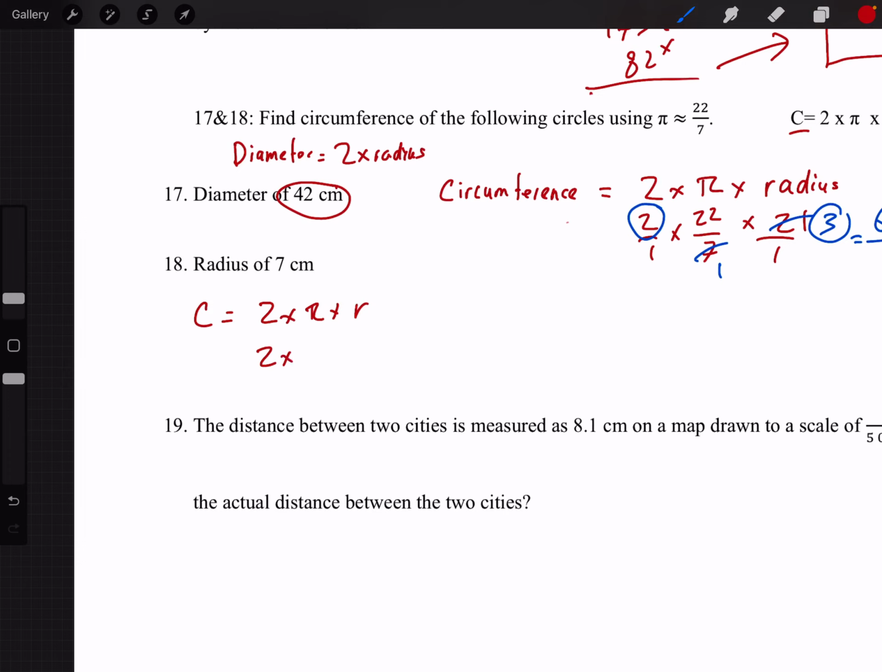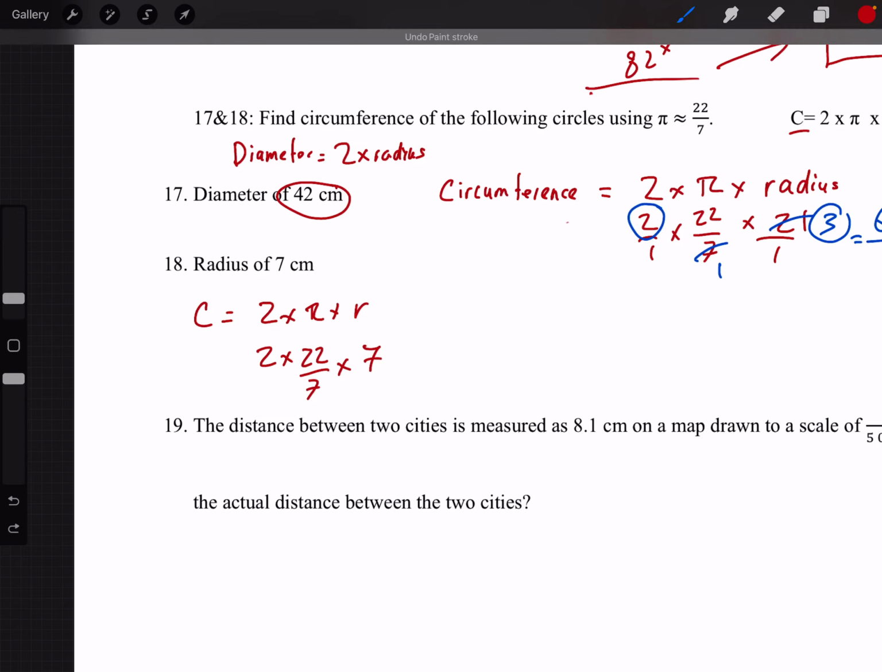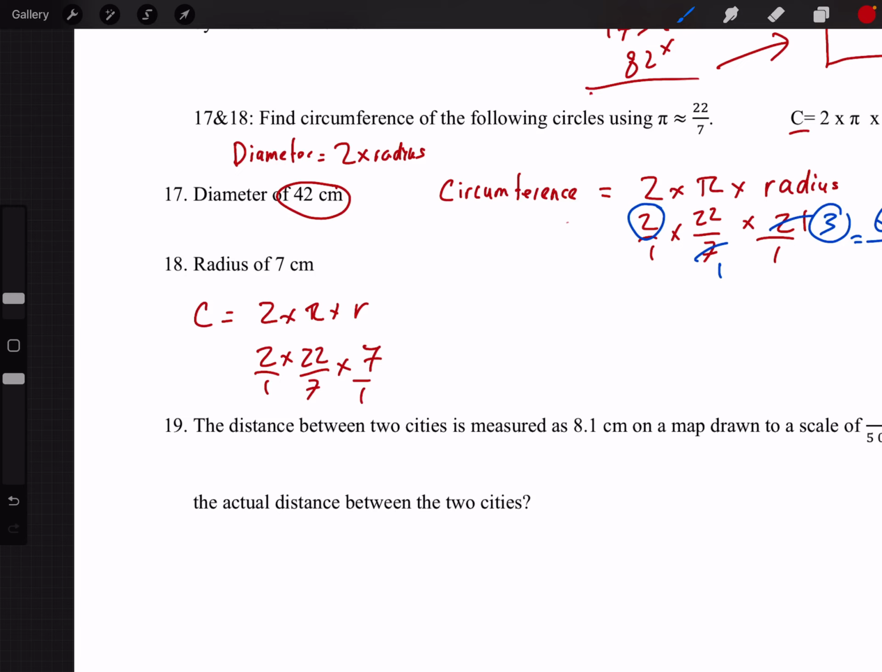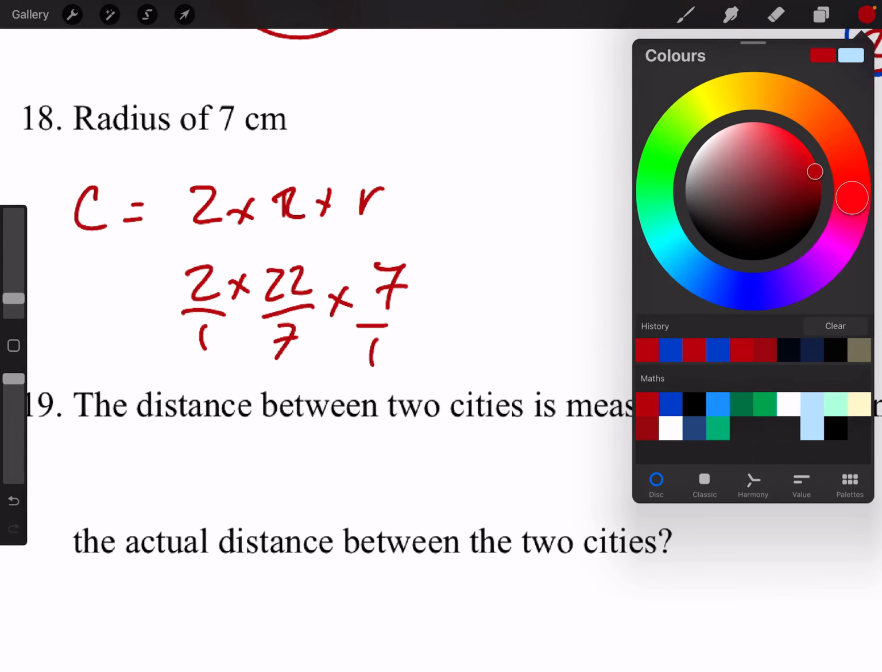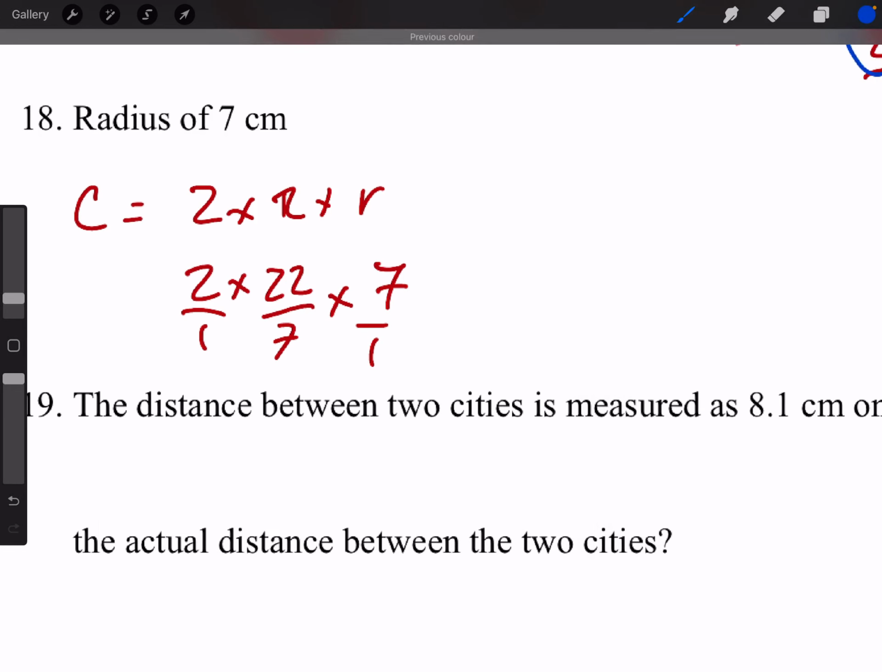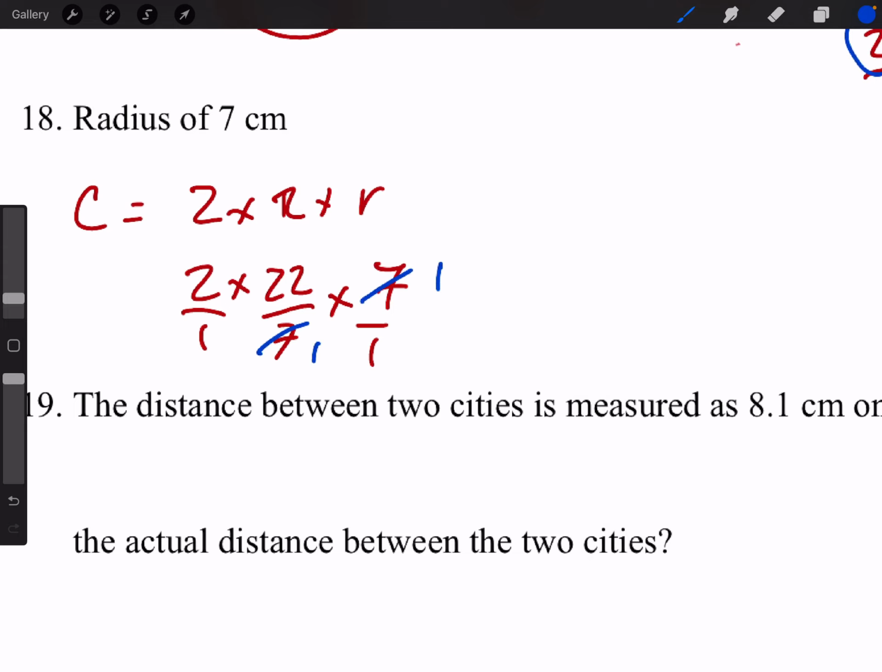So 2 times 22 on 7 times the radius, which is 7. Where did I get the number from? Over here. Pi is 22 on 7, roughly. Okay, so this will be over 1, this over 1. You can do simplification. 7 and 7 turns into 1 and 1. And now you have 2 times 22. That's 44. Oh, actually, that's it, 44. The 7 is already gone. 44 over 1. So the answer is just 44.